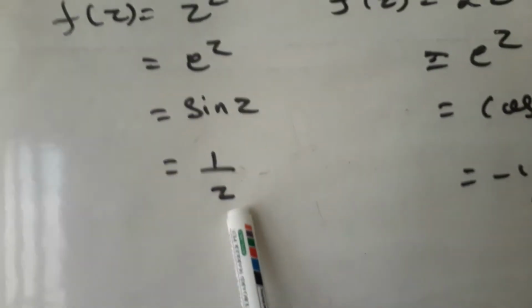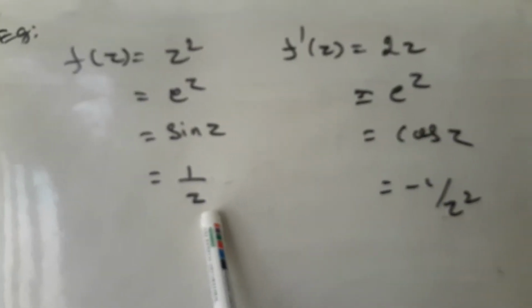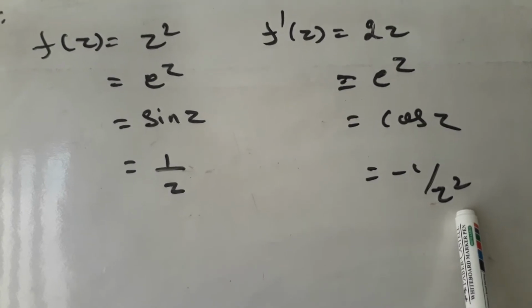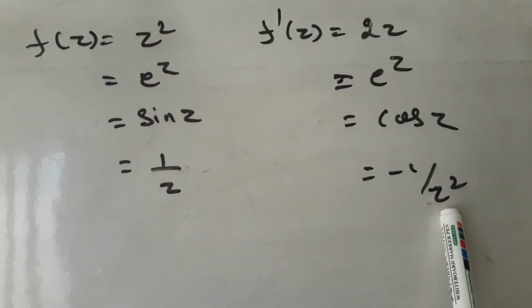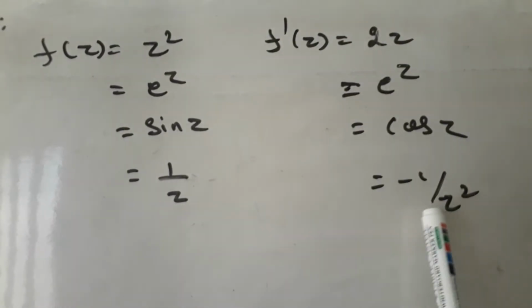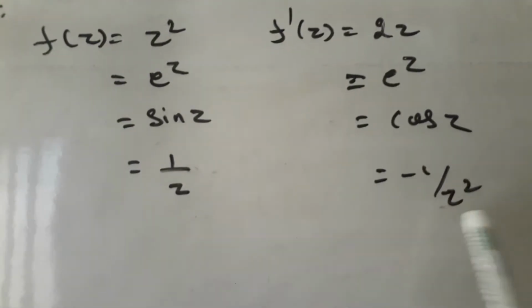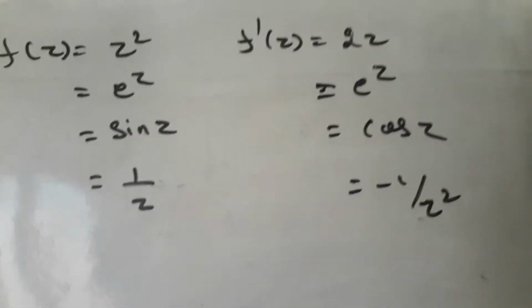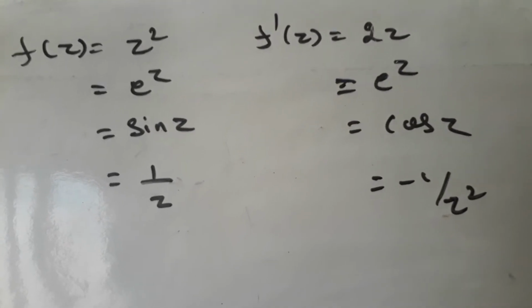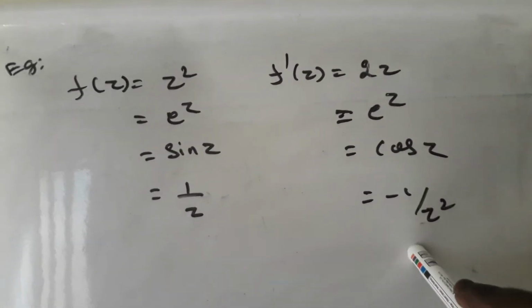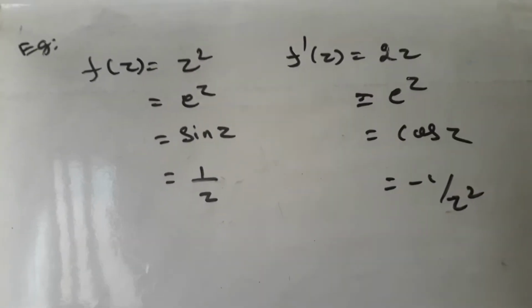Similarly, suppose I consider another function, f of z equal to 1 by z. The derivative is minus 1 by z square. Suppose if we put z equal to 0, f dash of z does not exist. So z equal to 0 is a singular point. The derivative of the function at z equal to 0 does not exist. Therefore, z equal to 0 is a singular point.